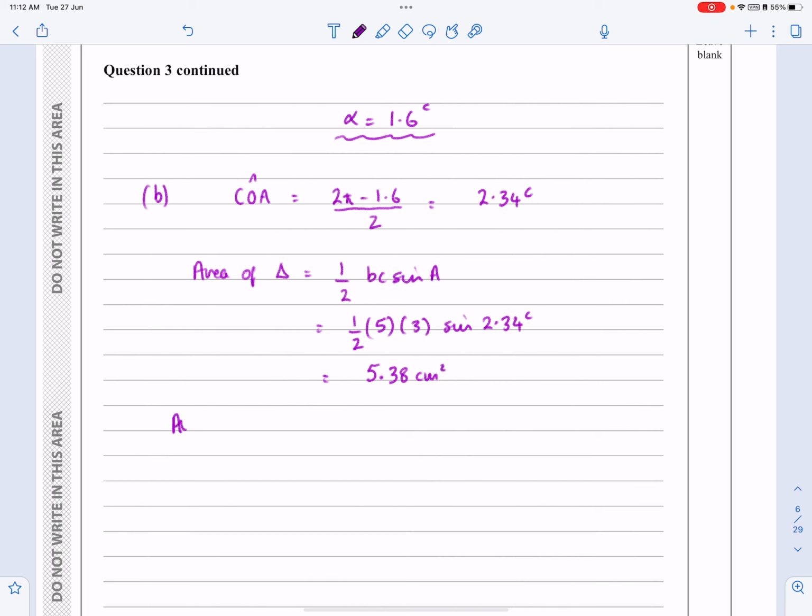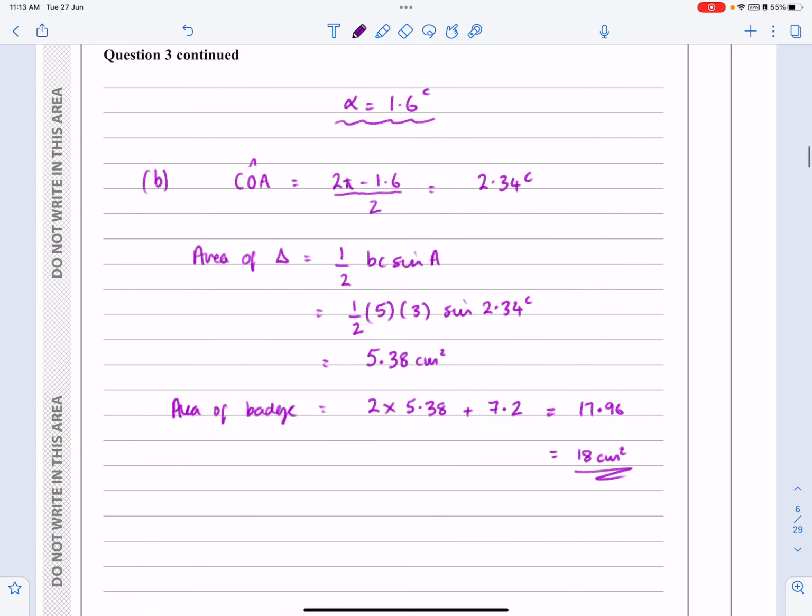So the area of the badge is equal to 2 lots of that plus the original area that they were given in the question, 7.2. So all of that comes to be 17.96, but then we were asked to do that to 2 significant figures. So just be careful with that. That's going to be 18 centimeters squared as our final answer.